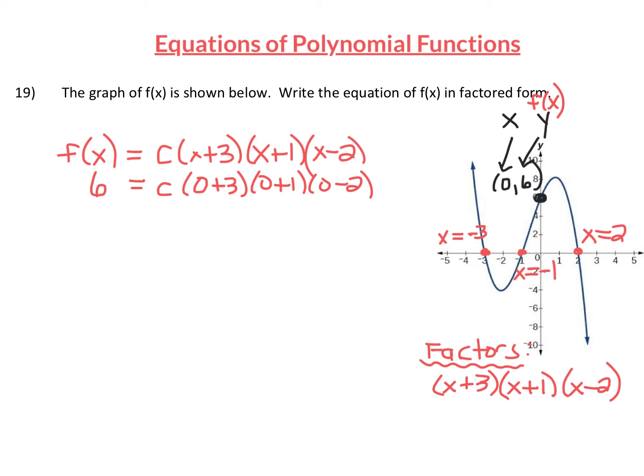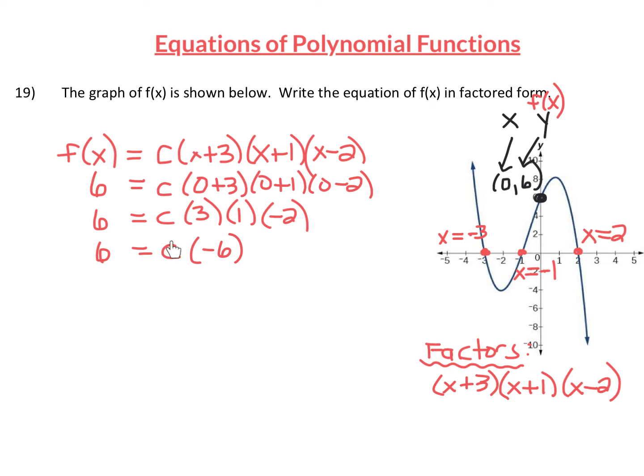Okay, so let's solve for c. I'm going to bring down the 6 equals c, and then 0 plus 3 is 3, 0 plus 1 is 1, and 0 minus 2 is -2. So all I did was simplify what was in each of these parentheses. Okay, now on the right-hand side of the equation, let's multiply these numbers. 3 times 1 times -2 is -6. So these multiply together to give me -6. And I'm going to bring everything else down. So I have 6 equals c times -6.